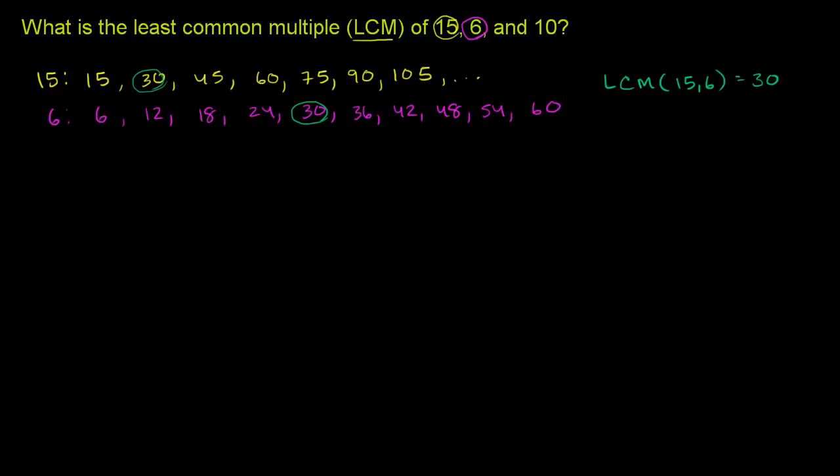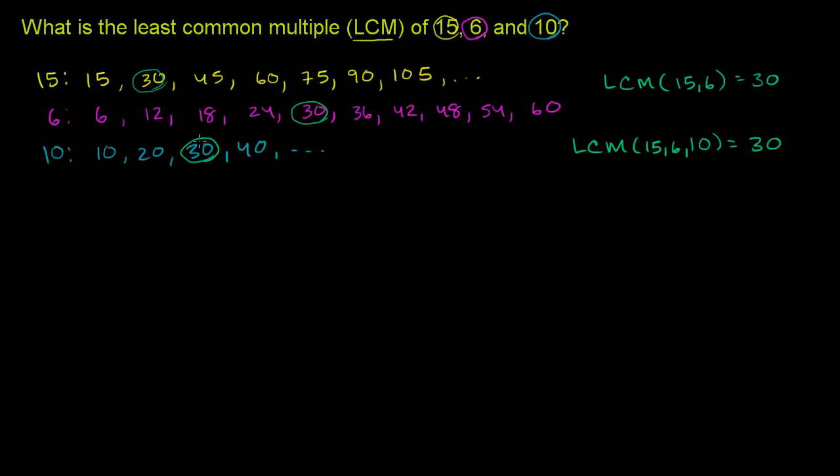So let's bring the 10 in there, and I think you already see where this is going. Let's do the multiples of 10. They're 10, 20, 30, 40. Well, we already went far enough because we already got to 30. And 30 is a common multiple of 15 and 6, and it's the smallest common multiple of all of them. So it's actually the fact that the LCM of 15, 6, and 10 is equal to 30.